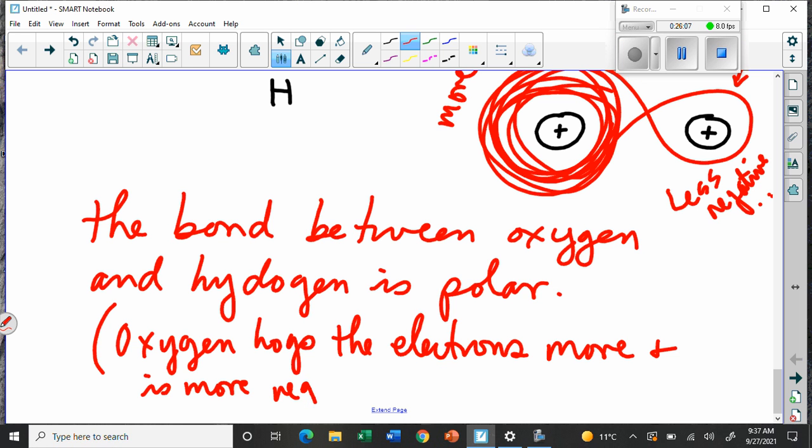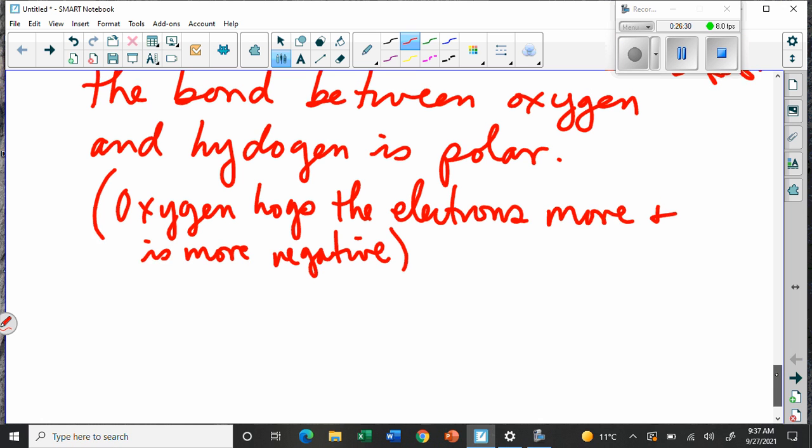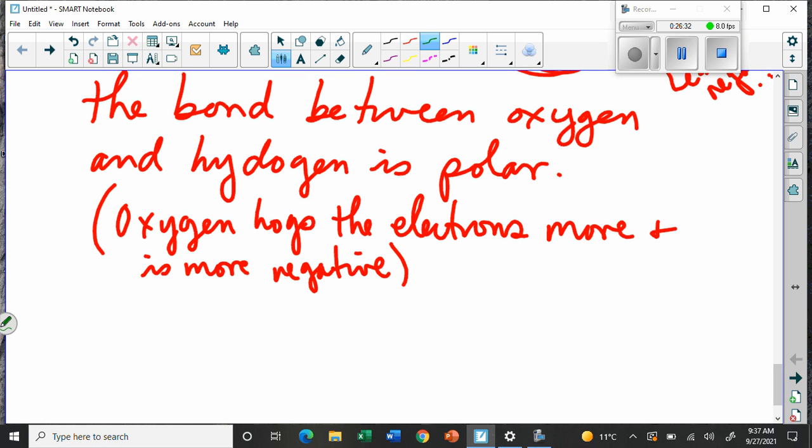Now we have to be careful here because it's still sharing, even though it's not perfect. This is not an ion forming. In the very first lectures, we talked about how lithium would give its electron to fluorine entirely, and fluorine would become a negatively charged ion. Remember that? And sodium would become a positively charged ion. So when sodium and fluorine get together, there's an electron that's transferred, and it stays there.